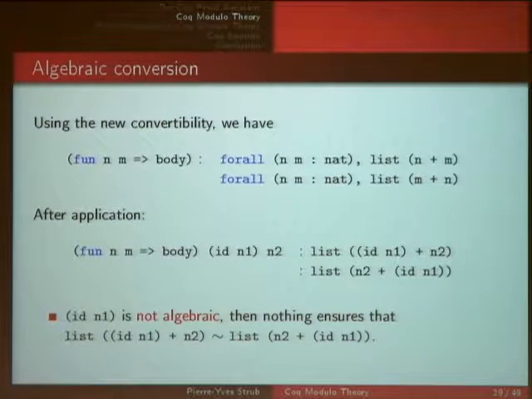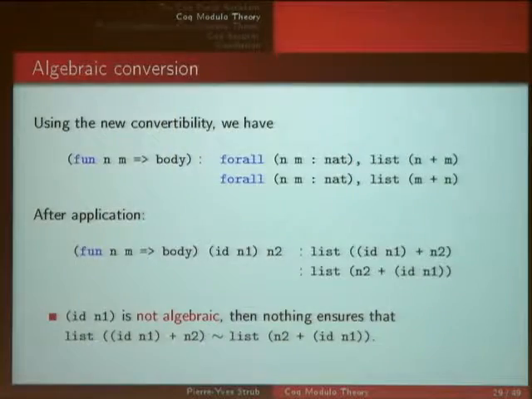But now, I apply that function to these two natural numbers: the identity function applied to n1 and n2. And this one is not algebraic. So the type of this function now is list of size identity applied to n1 plus n2. And I want it to be convertible to the list of size n2 plus identity of n1. But since ID of n1 is not algebraic, nothing ensures that I can deduce that conversion, because now Presburger arithmetic is not able to speak about that subterm.